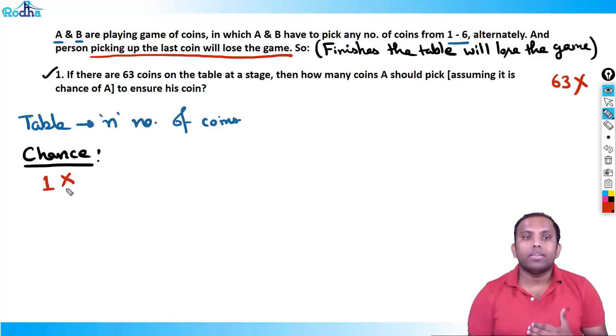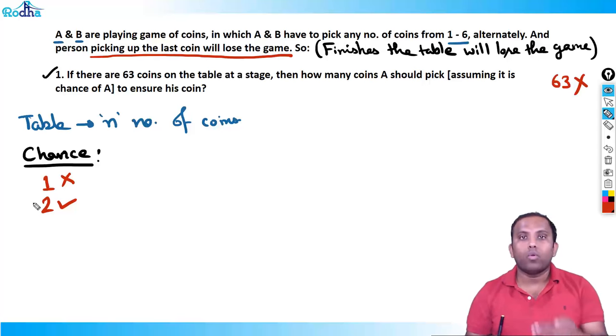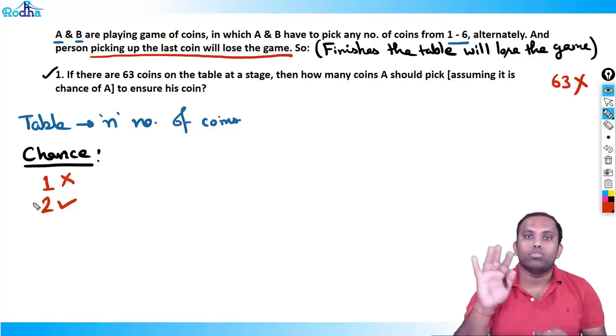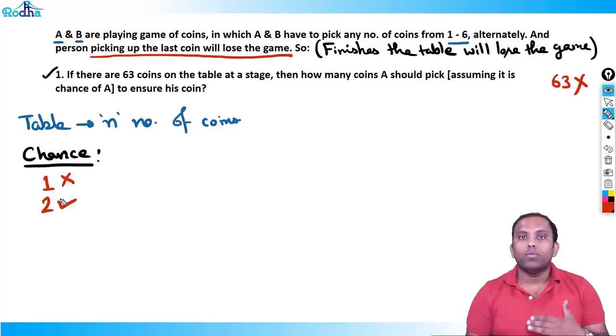Now, if my chance is there, will I want two coins to be left on the table? Yes, I would want that, because if two coins are on the table, I can pick one coin, and definitely, because our chances are alternate, your chance comes after my chance. So the last coin you have to pick, and you will lose the game. So definitely, if my chance is there, I want two coins on the table.